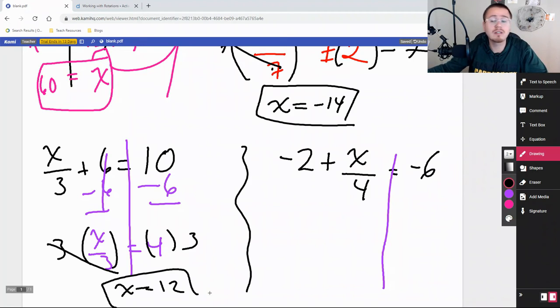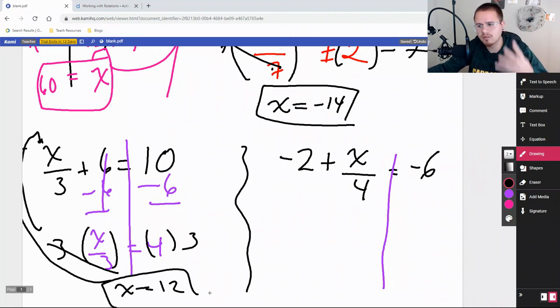That's your solution. If you're unsure, if you're unconvinced, if you don't trust me because you think I'm fake news, find out for yourself. Plug it in. You get 12 divided by 3, which is 4, and 4 plus 6 is 10. That makes it true. True.